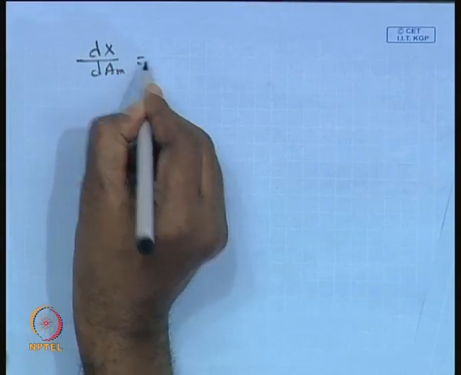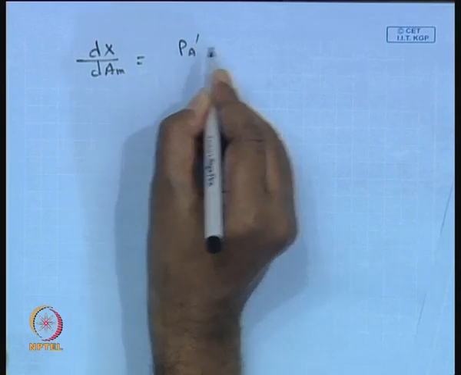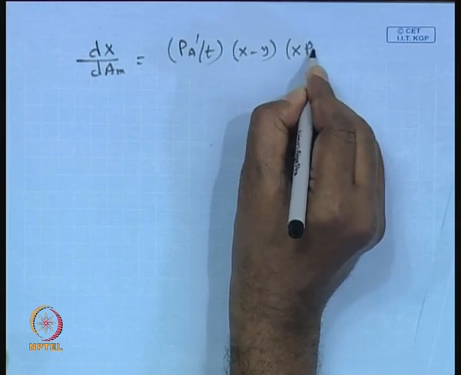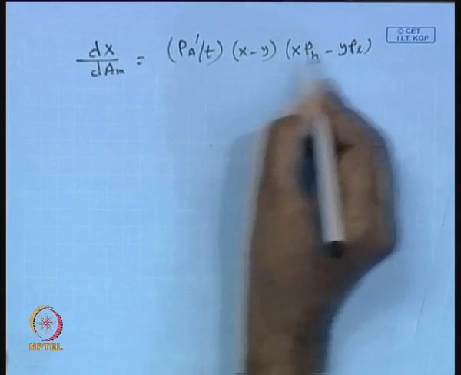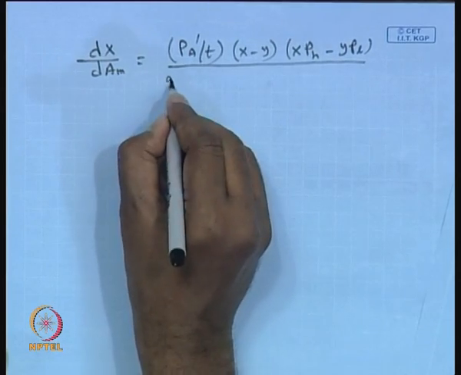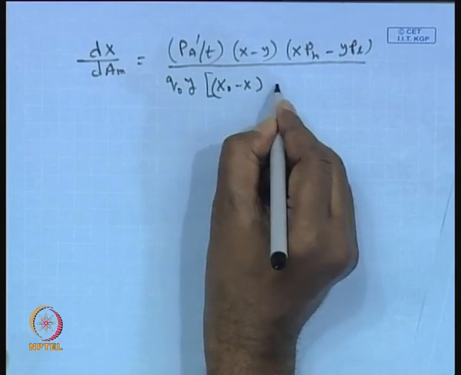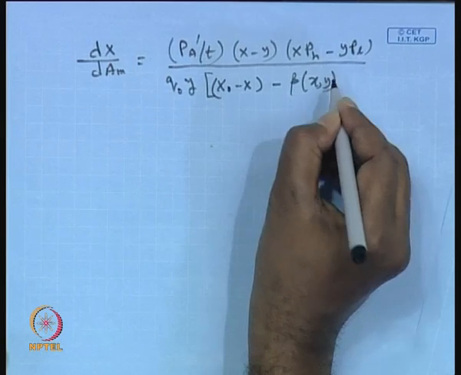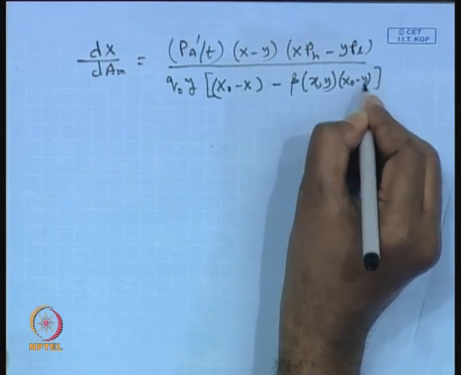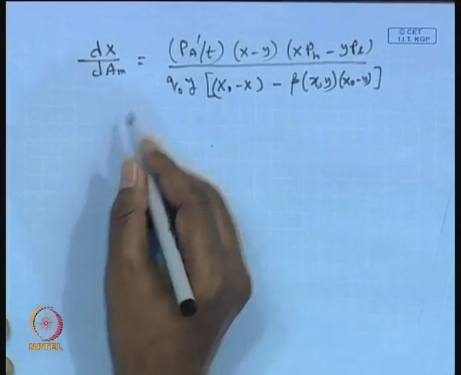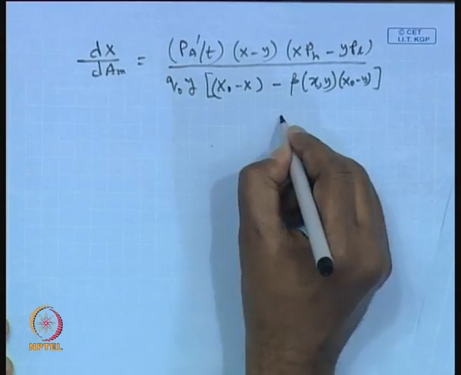So, one can express dy/dθ in terms of dx/dθ, and dx/dθ can be rearranged as p_a prime over t x minus y x p_h minus y p_l divided by q_0 times y x_0 minus x minus beta, which is a function of both x and y, x_0 minus y. Okay. Now, so this is the expression of dx/dθ.